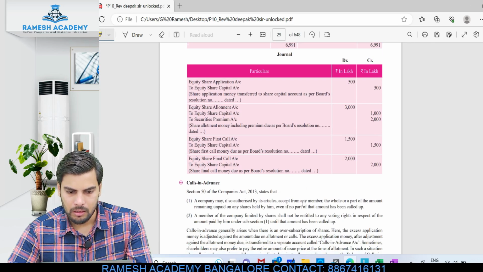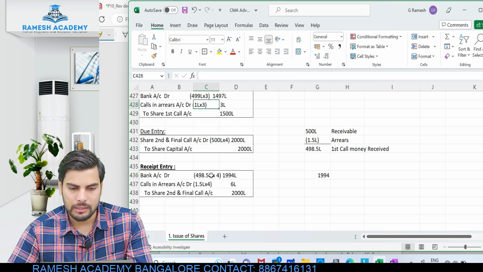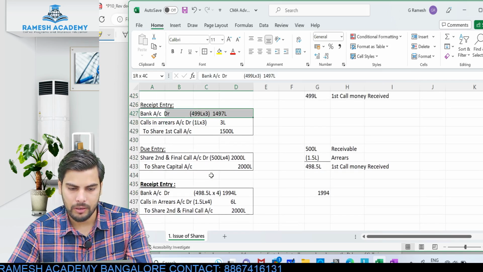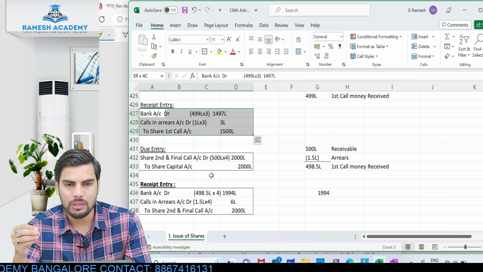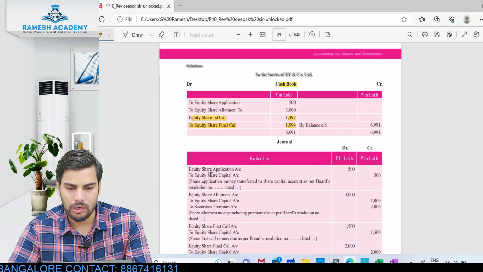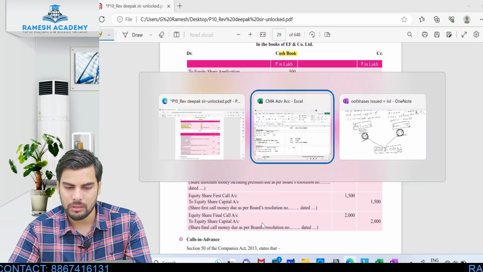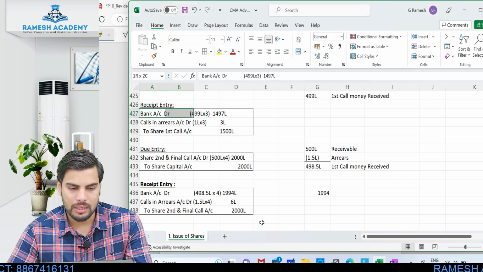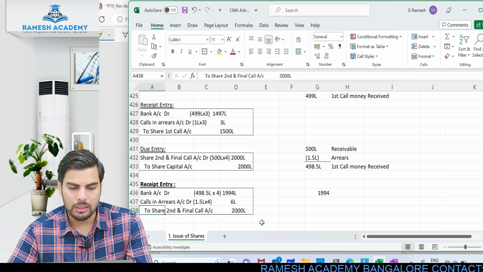Let me just check. No, they haven't given effect for this calls in arrears, but the entry would actually be like this. This would be the complete entry. So you can just refer to this particular solution because they're asking you to pass the journal entry. But in your study material, they have prepared the cash book, and only for the remaining transactions they have given effect in the journal. Wherever it is cash, they would be bothered only about this 1497. They wouldn't be bothered about this 3 lakh rupees of calls in arrears.